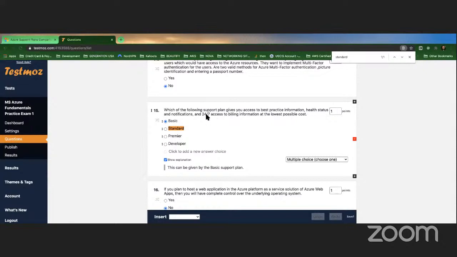Yeah, but it is 24/7 technical support. The lowest possible cost is standard. Yeah, but all the plans have access to billing information. Okay, so that's the tricky part. Yeah, whatever the basic has, the other ones have too. Okay, got it. But it's the lowest possible cost. If there's a cost involved, the one that is the lowest is the basic one.